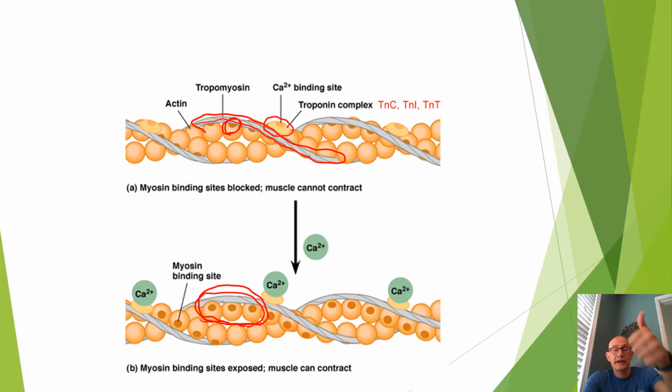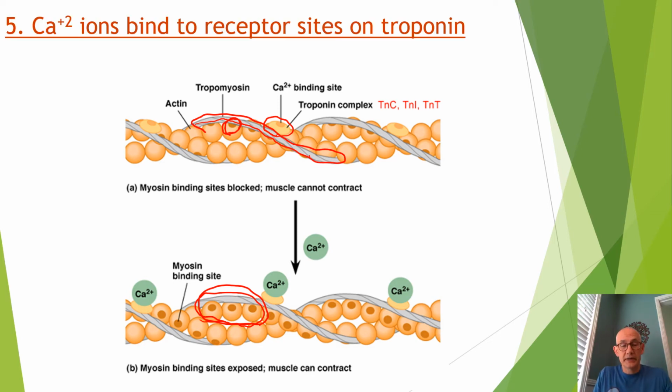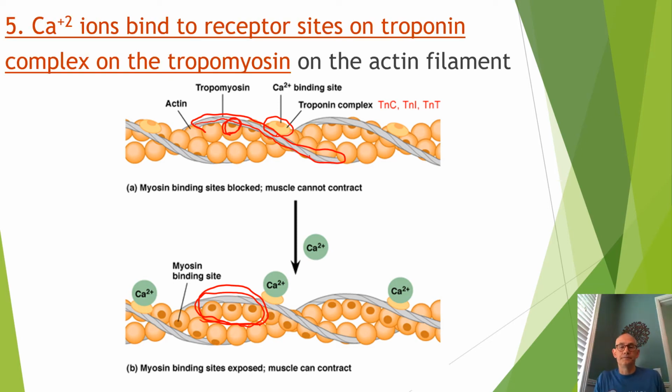So the brain sends a signal down the nerve, the motor neuron, which releases the acetylcholine. The acetylcholine triggers the release of the calcium ions. The calcium ions bind to the troponin. That causes the tropomyosin to move, and now the myosin can bind. Once the myosin binds, we can start actually moving the muscle. So calcium ions have to bind in order for the muscles to start moving.